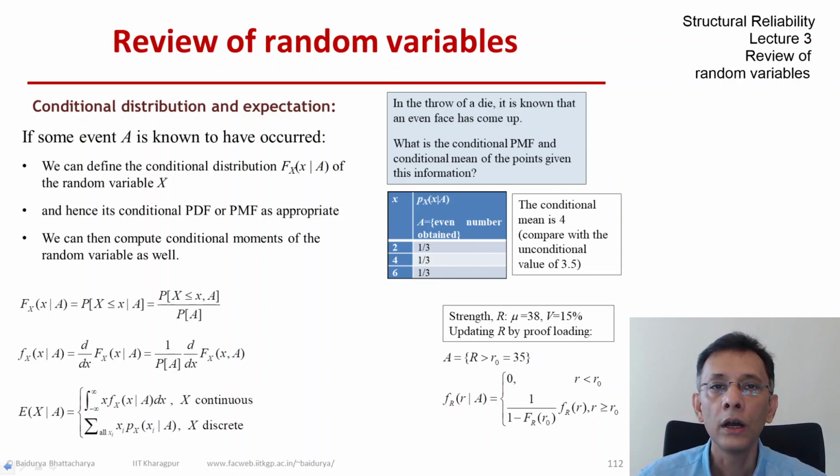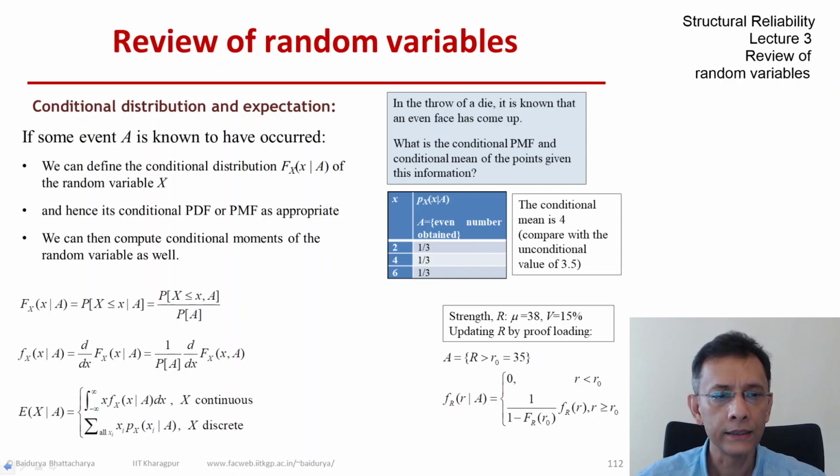Now our density function clearly has two regions. One is 0 for all values less than the proof load, because we know that it survived the proof load, and for values greater than or equal to the proof load, it is the original density function but divided by the exceedance CDF, so the complementary CDF.